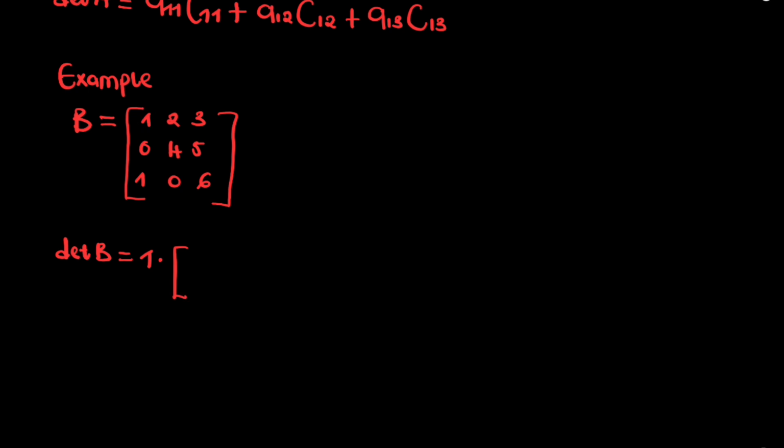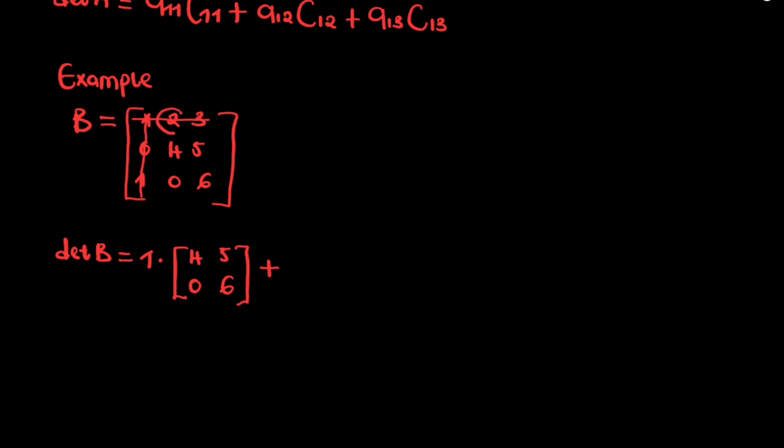So we take this first element. Now we have to delete its rows and columns, the rows and columns which has the element. So we delete its row, we delete its column. So what is left? 4, 5, 0, 6. So that is what we have there. That is the cofactor. So we now have plus.